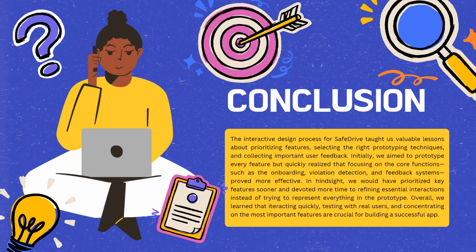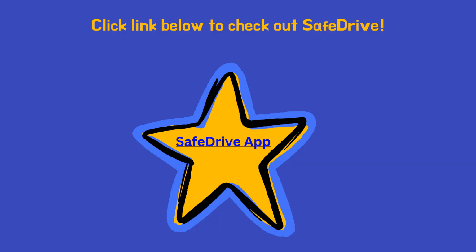Initially, we aimed to prototype every feature, but quickly realized that focusing on the core functions such as onboarding, violation detection, and feedback systems proved more effective. In hindsight, we would have prioritized key features sooner and devoted more time to refining essential interactions instead of trying to represent everything in the prototype. Overall, we learned that iterating quickly, testing with real users, and concentrating on the most important features are crucial for building a successful app. We would love for you to check out our app.